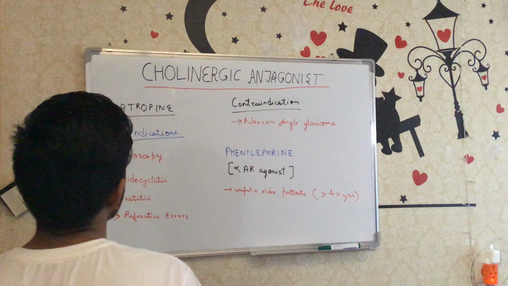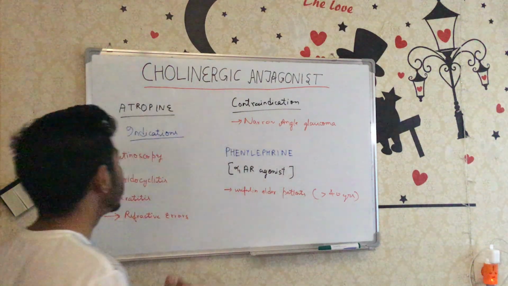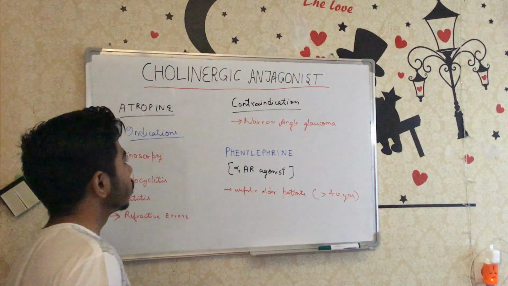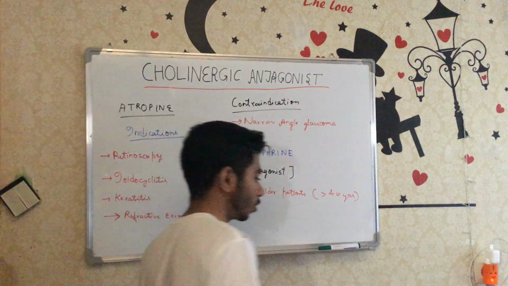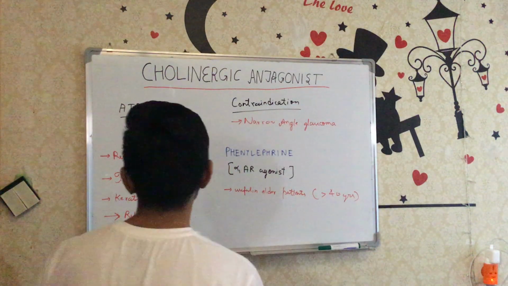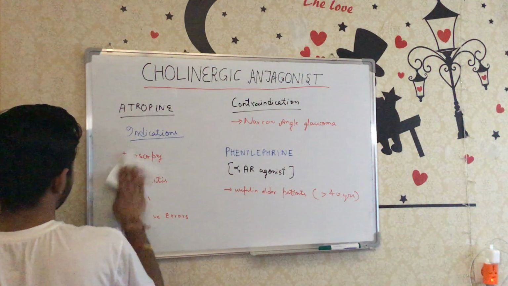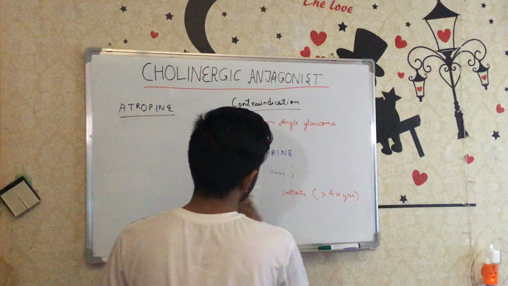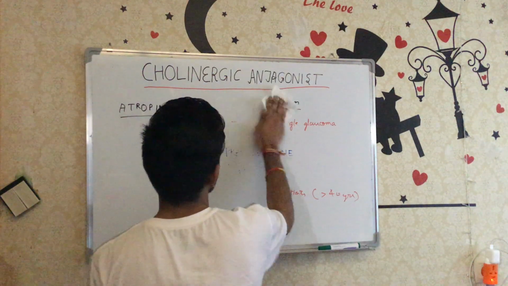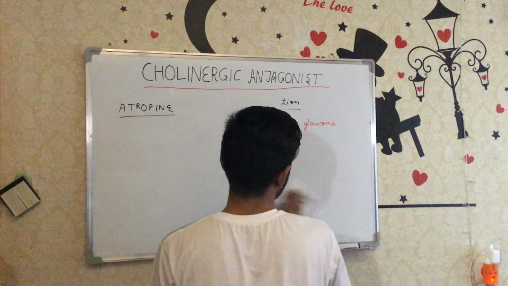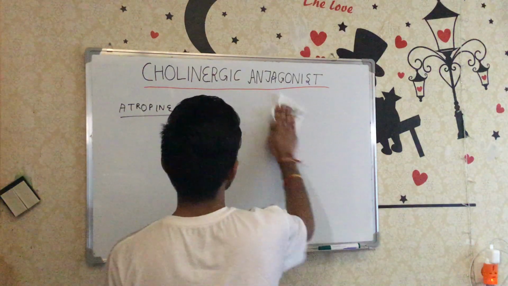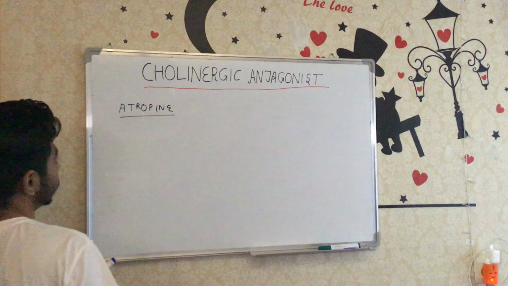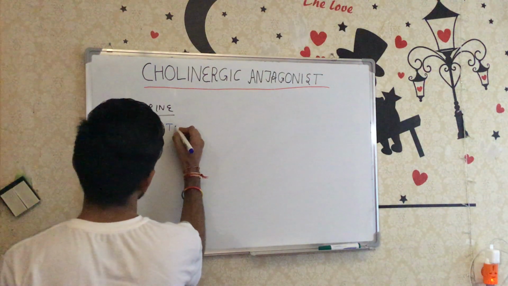Now we've talked about the pharmacological actions of the atropine, we've talked about the indications, uses, and the contraindications. Now let's talk about the toxicity of this drug, atropine, that what could happen to the patient if there will be overdoses of the atropine. So now let's talk about the toxicity of atropine.